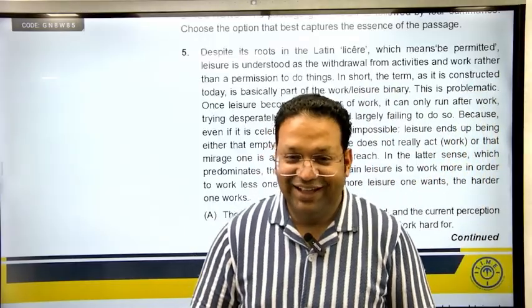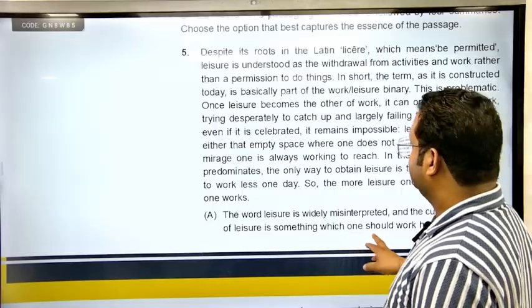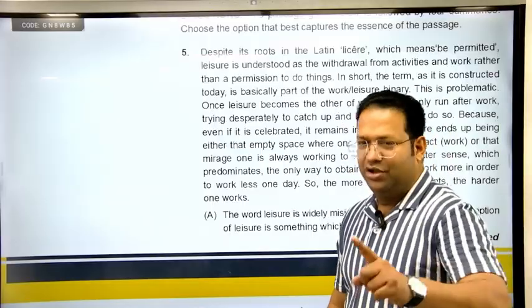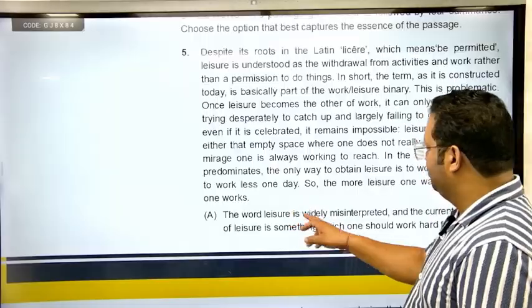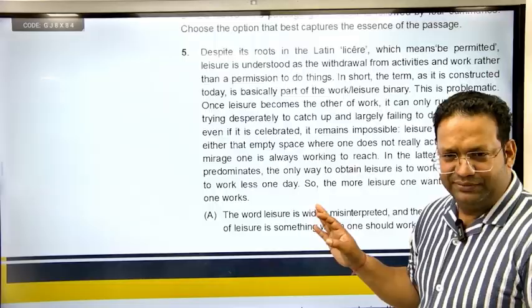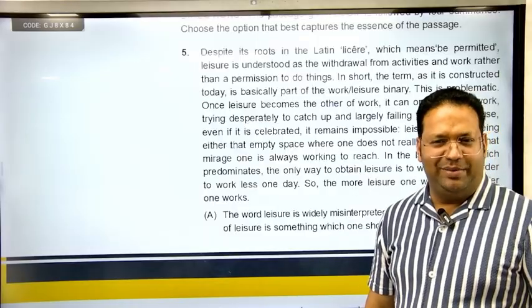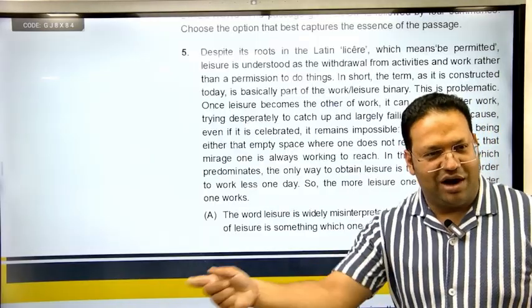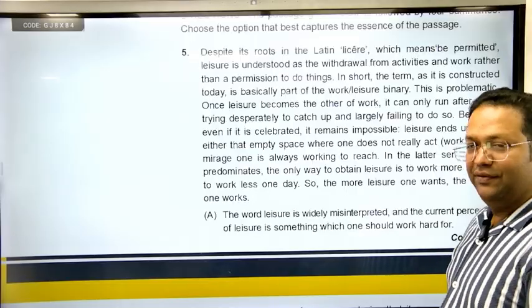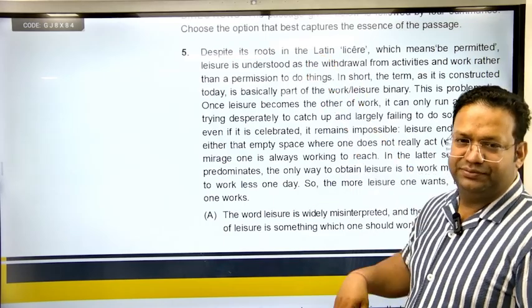So let's come back to this. The more leisure one wants, the harder one works. So if you want more leisure, you'll have to work harder. So the word leisure is widely misinterpreted. This is given in the passage in the very beginning. Misinterpreted: that earlier it was only enjoyment, and now for leisure you have to work harder for the enjoyment. And the current perception of leisure is something which one should work hard for. Both the things are given at the very beginning of the passage.